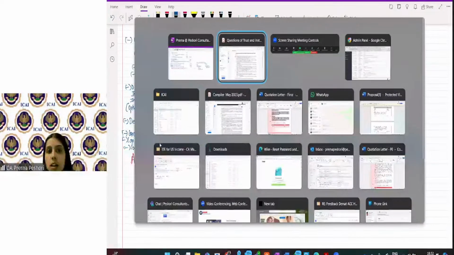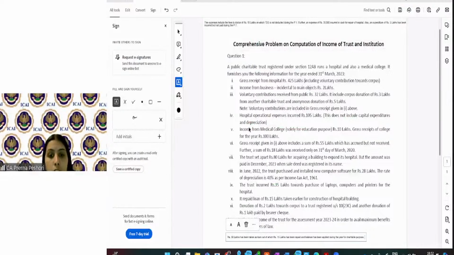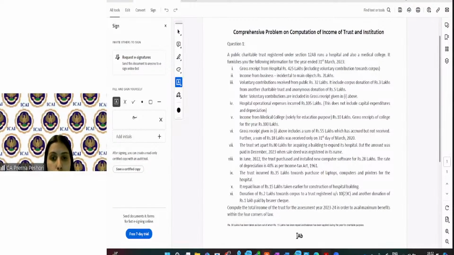Fine. Then the last adjustment, donation of rupees 2 lakh towards the corpus to a trust registered under 10(23C) and another donation of rupees 1 lakh paid by bearer cheque. Yes. So what will happen in this case?